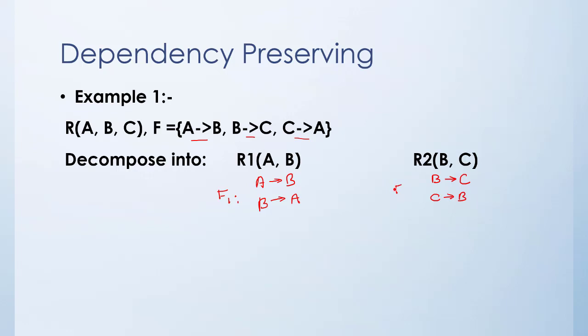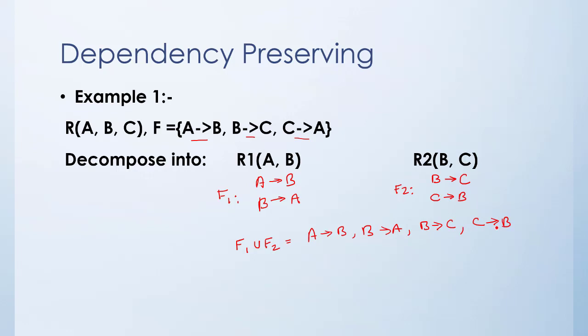We are not considering the trivial functional dependencies like A determines A, B determines B, and C determines C. So if we perform F1 union F2, what are we getting? We are getting A determines B, B determines A, B determines C and C determines B.